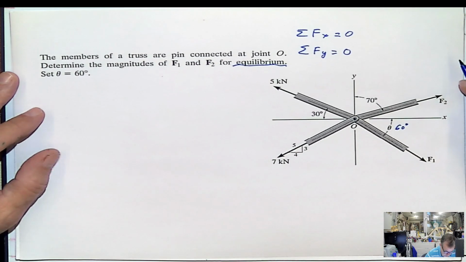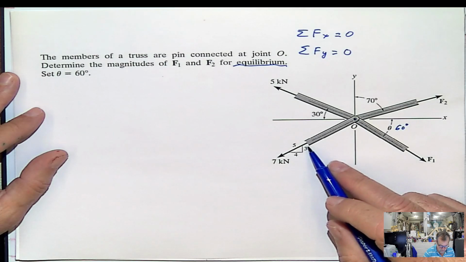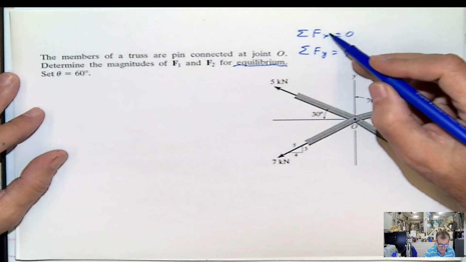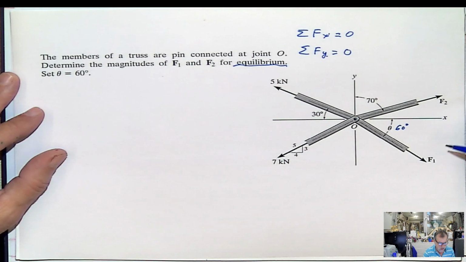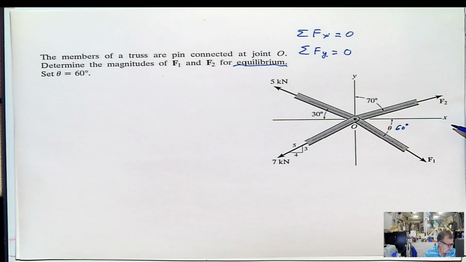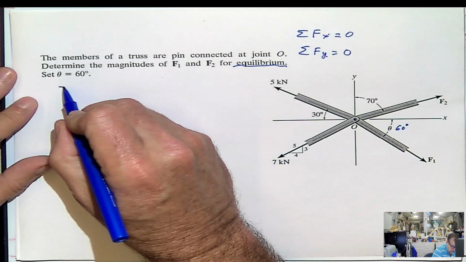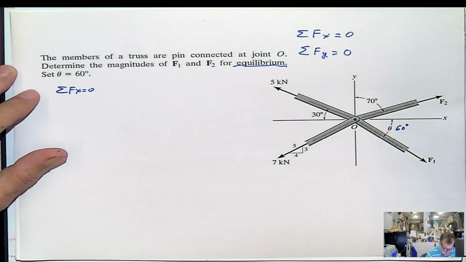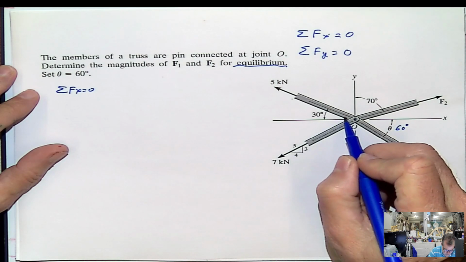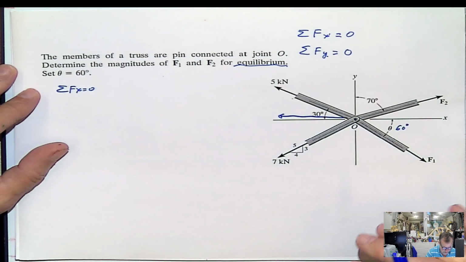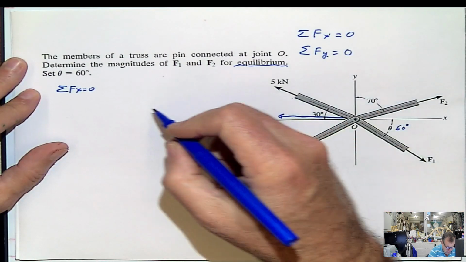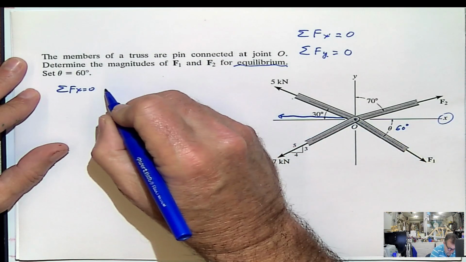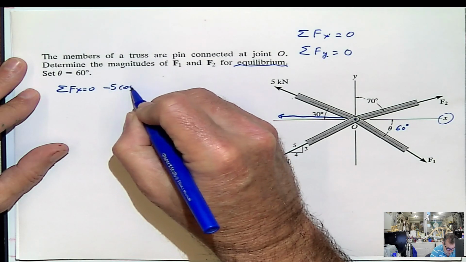So if we're going to do that, we know this force, but we have these two unknowns. So we can establish a system of two equations with two unknowns. How do we establish this system of equations? Well, summation of forces in x has to be 0. When we do summation of forces in x, this force of 5 kilonewton has this x component, and that's going to be 5 cosine 30, negative, because positive is to the right in this case, so negative 5 cosine 30.